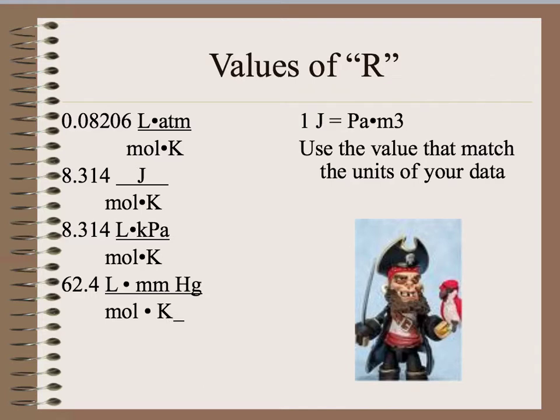As you can see, these are all liters, moles, Kelvin. The only thing that really is different in here is the units for the pressure. This one is for atmospheres, this one's for kilopascals, this one's for millimeters of mercury. And joules is a pascal per meter cubed, but we don't have to know that right now. You just got to know these three, and have them written down for your values of R.